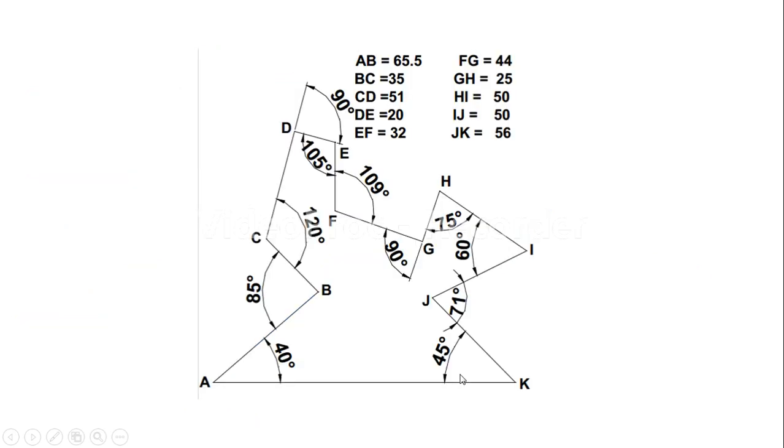So here this is the first exercise in AutoCAD. If you see here, AB, BC, CD, these are the lengths. The length AB is equal to 65.5, BC is 35, CD is 51, DE is 20, EF 32, FG and so on until JK. Here the angles are given.